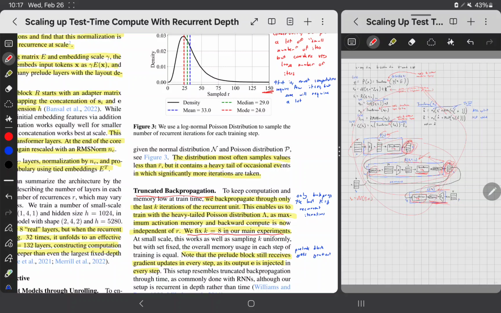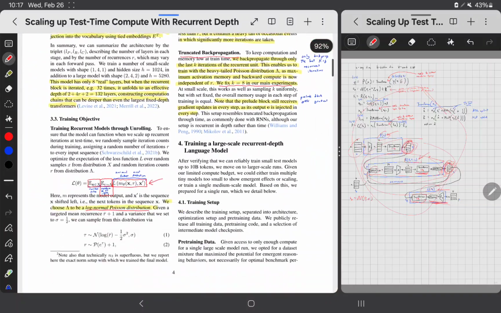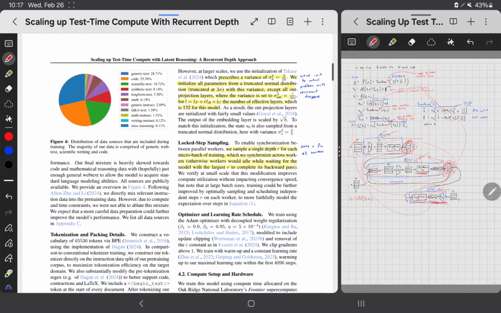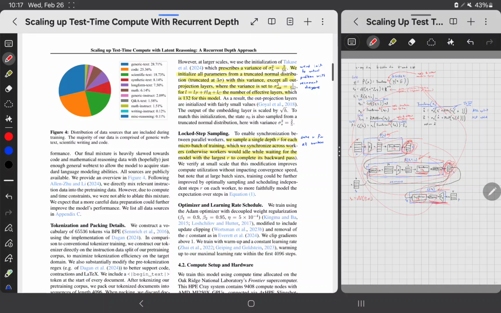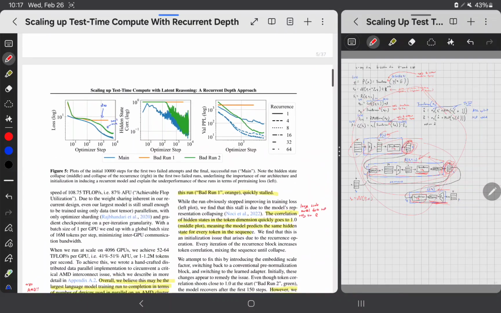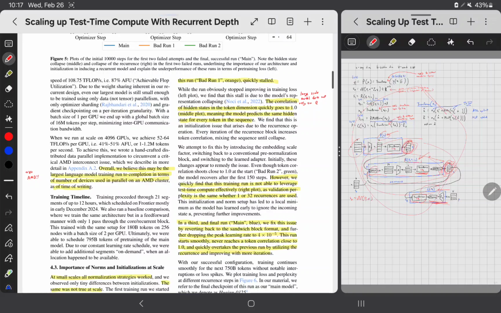So that's basically the method. Not too complicated and pretty reasonable. And they basically train this to a pretty large scale and test it against a bunch of different open source models. So let's take a look at that. They have a bunch of interesting stuff here.